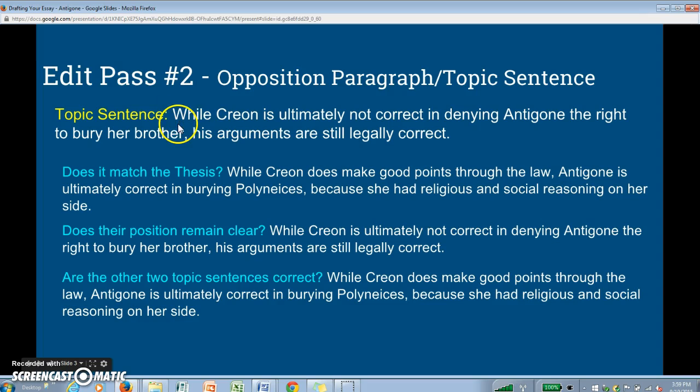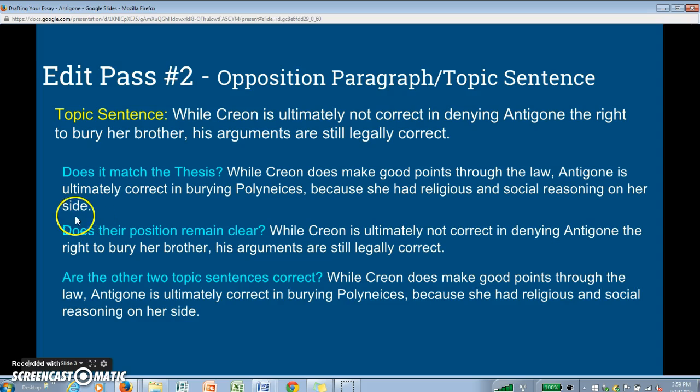A topic sentence might read, while Creon is ultimately not correct in denying Antigone the right to bury her brother, his arguments are still legally correct. This introduces what I'm trying to prove and how I will prove it. I'm going to prove that Creon is not ultimately correct, but sort of correct. I'm going to do this through legal examples.